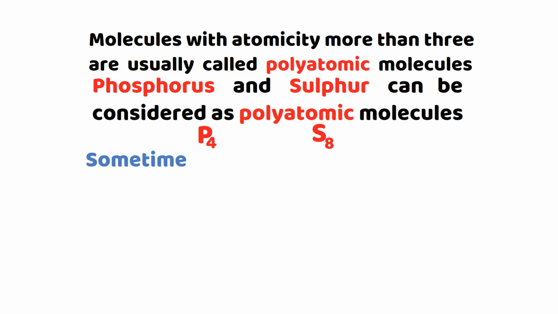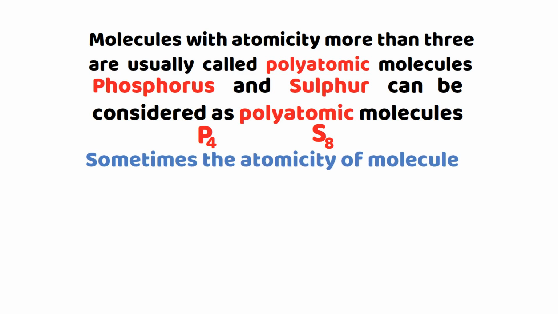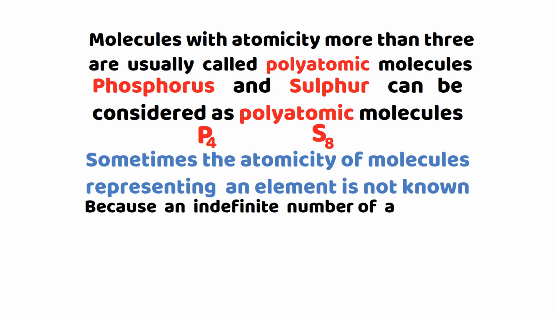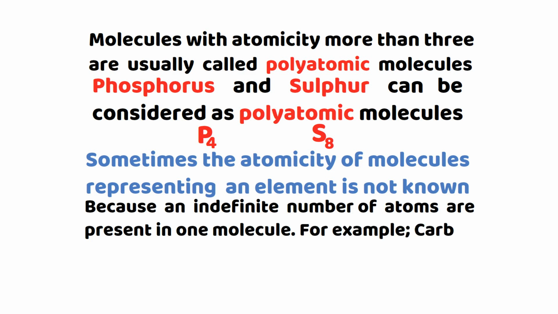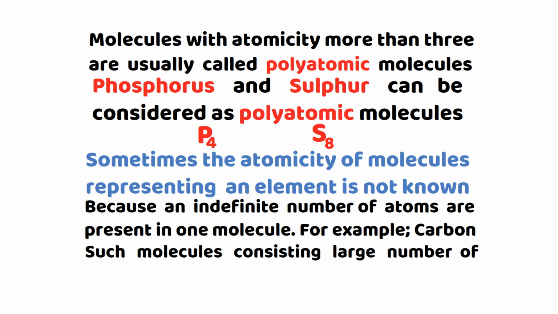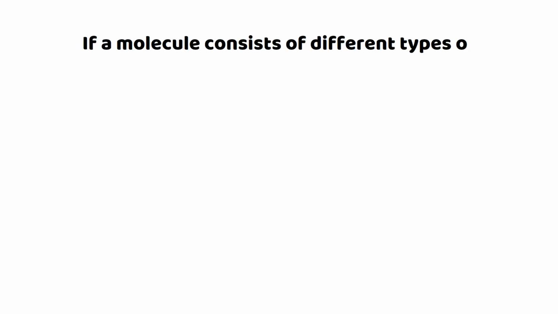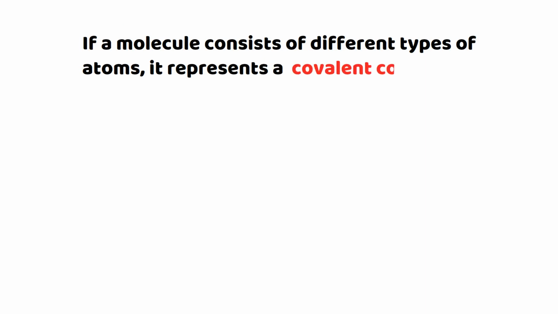Remember, sometimes the atomicity of molecules representing an element is not known because an indefinite number of atoms are present in one molecule. For example, carbon. Such molecules consisting large number of atoms per molecule are called macromolecules.